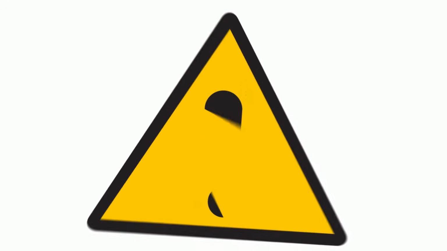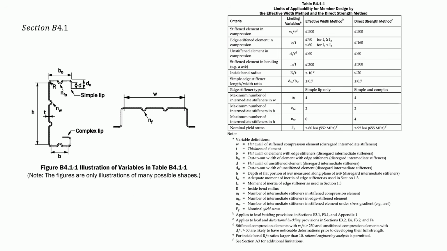Now, a very important warning. AISI S100 does not say DSM can be used blindly for any geometry. Section B4.1 gives dimensional applicability limits, and if you want to use the nominal chapter E to H safety and resistance factors, your member has to fall within those limits.